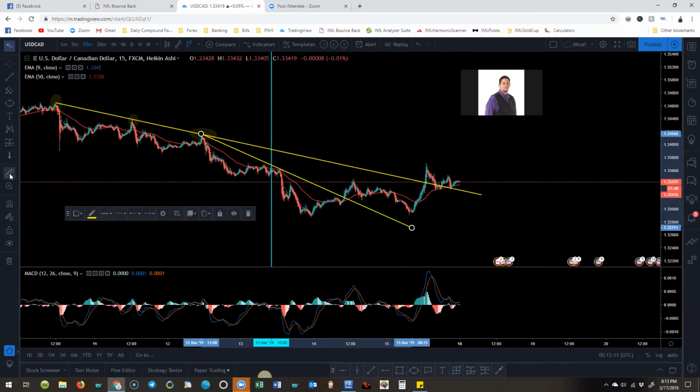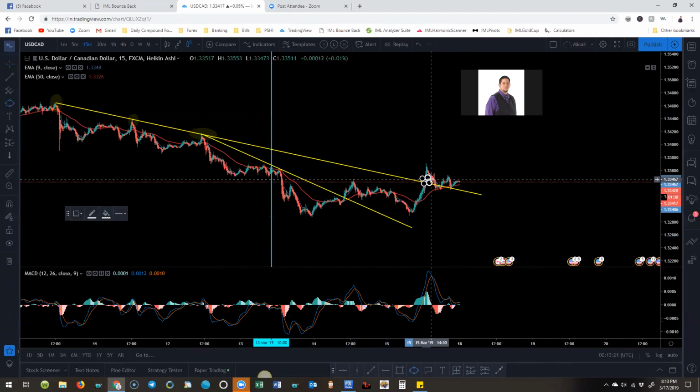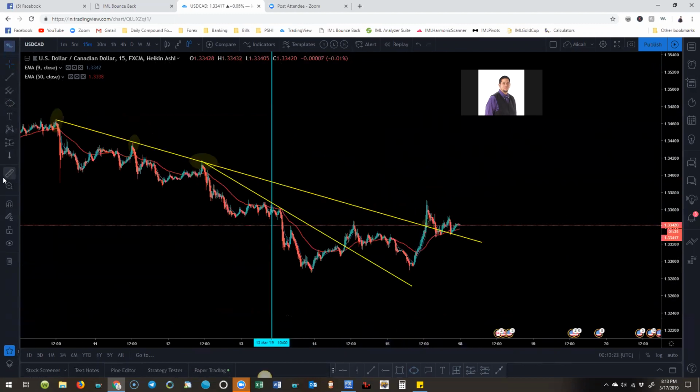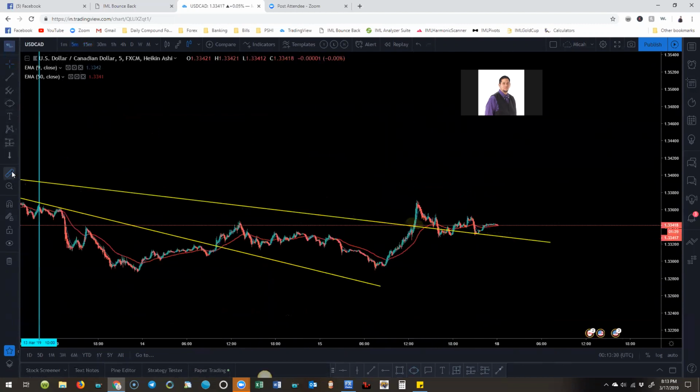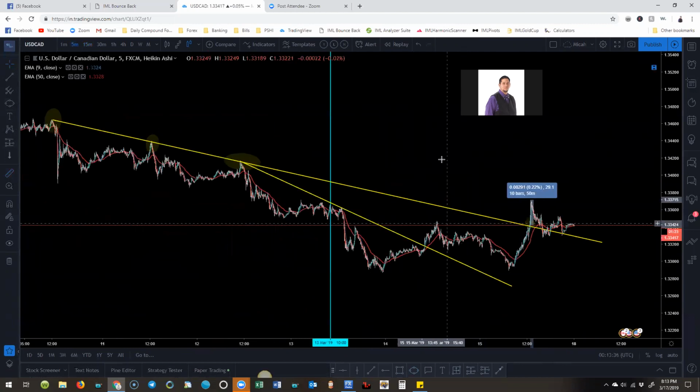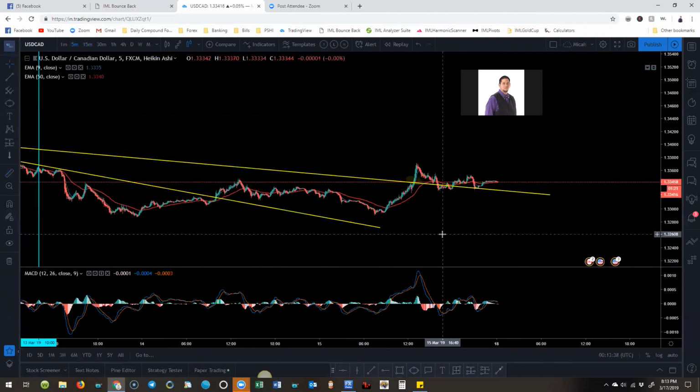So let's see what it did. You got the break of the trend line here. You got the cross of the MACD as well. So your entry would have been right here, and that went for, on the 5 minute, about 27 pips.